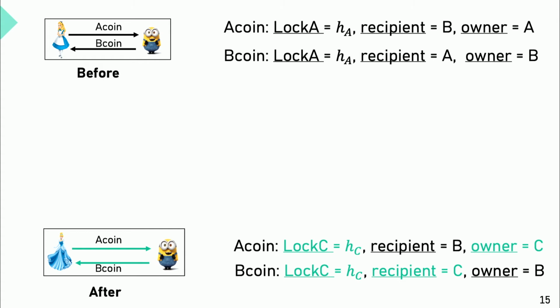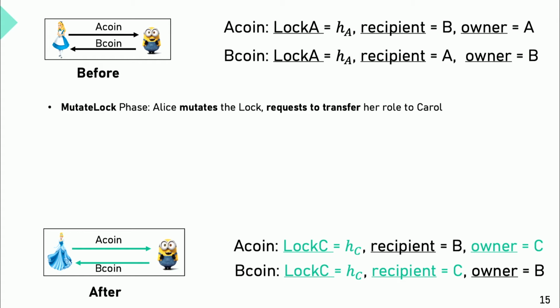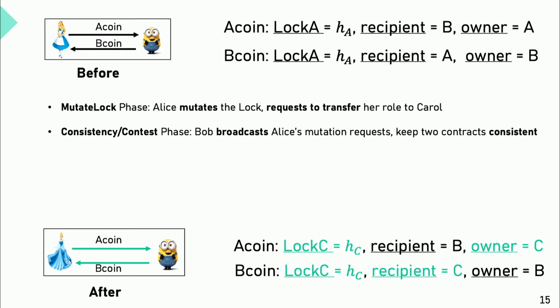To transfer Alice's role to Carol, protocol A to C consists of four phases. In the mutate lock phase, Alice mutates the lock, requesting to transfer her role to Carol. Because Alice may only mutate the lock in one contract, or she may mutate the lock differently in two contracts, there is a consistency or contest phase for Bob to keep the mutation on two contracts consistent or just revert the mutation. Bob broadcasts Alice's mutation request to both contracts to keep them consistent.